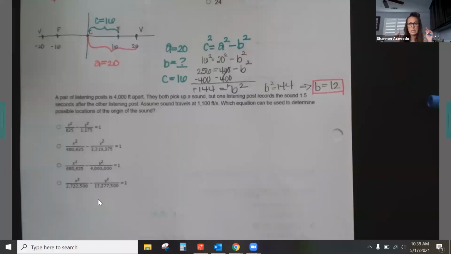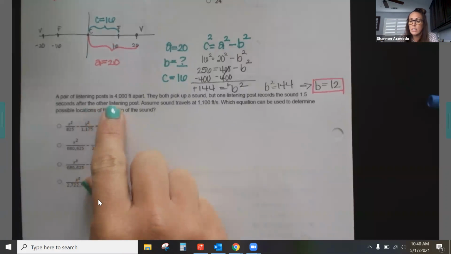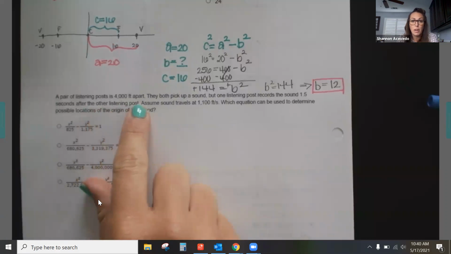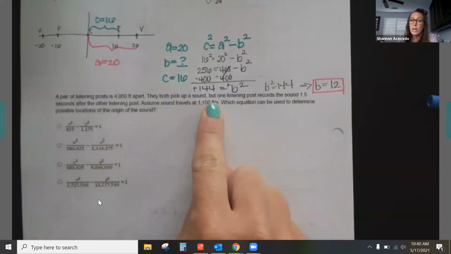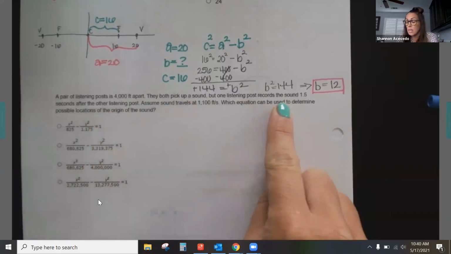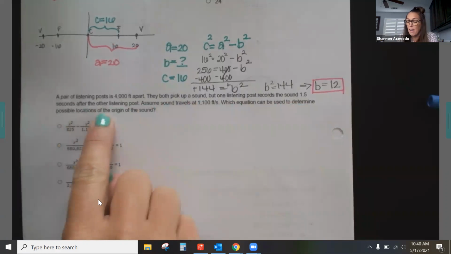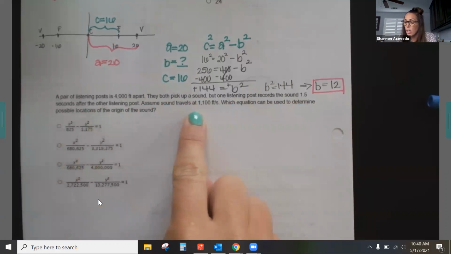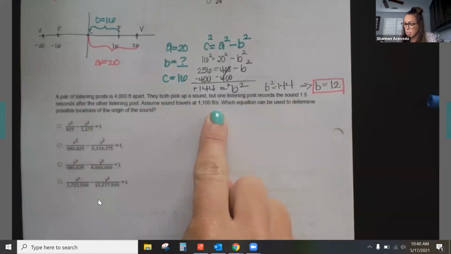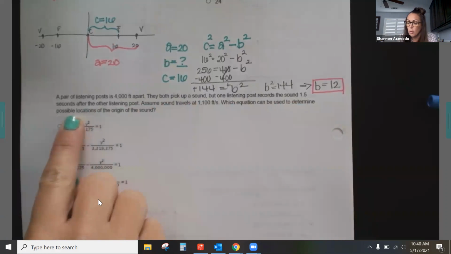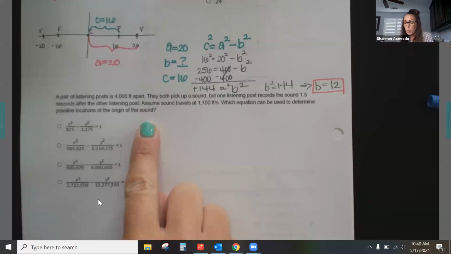Usually they have to do something with sound, maybe a theater we had for one of them, but they're giving us the focus value. So keep that in mind, that when they're doing these problems, they're giving us that focus value. So it says a pair of listening posts is 4,000 feet apart. They both pick up the sound, but one of the listening posts hears the sound 1.5 seconds after the other post. Assume sound travels at 1,100 feet per second. Which equation can be used to determine the possible location of the origin of the sound?